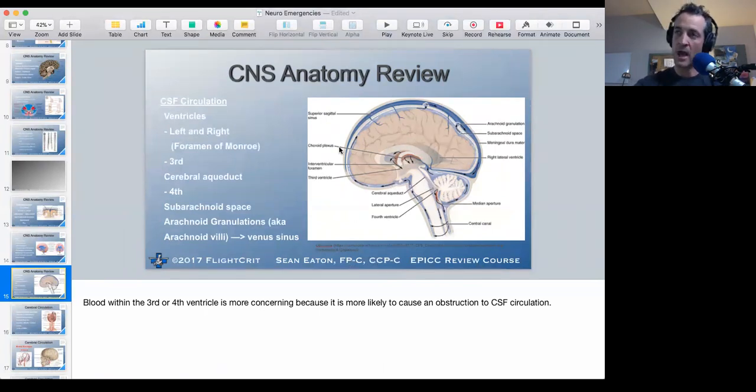But in reality, if your central venous pressure is exceptionally high, that's going to impede venous drainage back into the central circulation and will impede this CSF reabsorption.